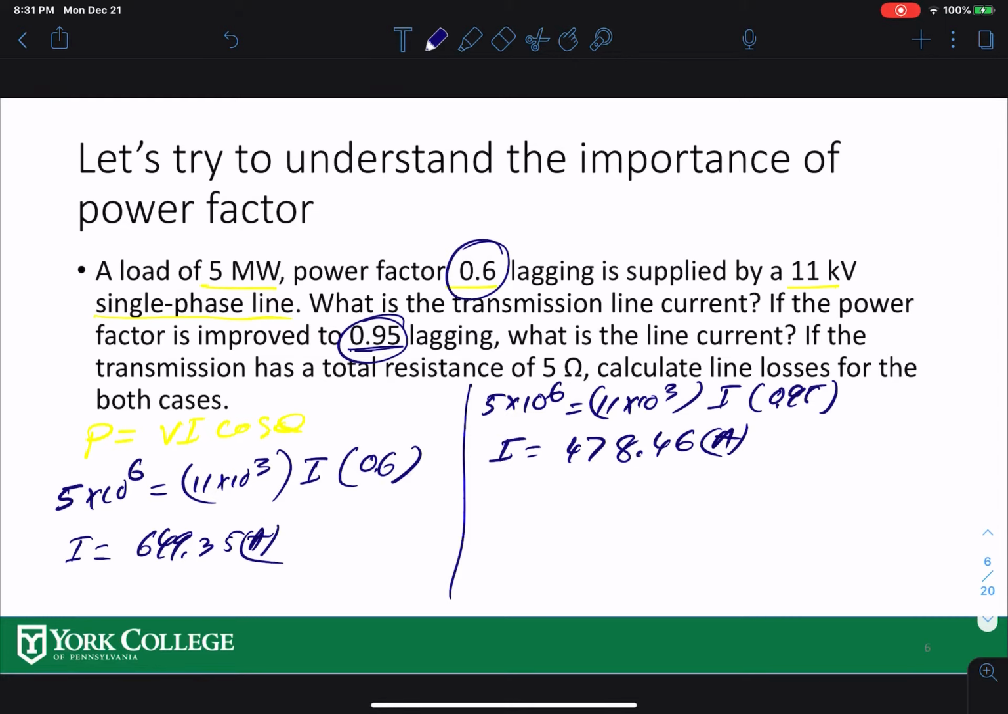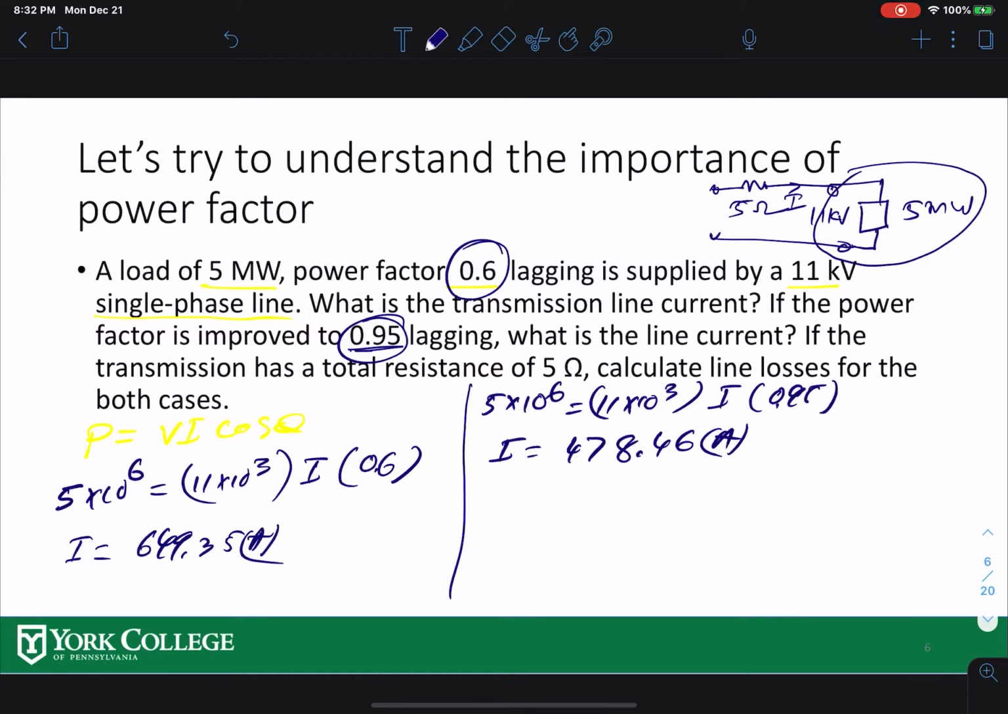So what does this mean? Let's say you have a load over here. I'm going to draw this. That's your 5 megawatt load, right? Then this is your transmission line coming out here, and this is your 11 kV across the load. So this is your 5 ohm transmission line supplying all those things. This is the current coming out here. You as a consumer are only paying for whatever you're consuming at the load point. You're not caring about what's happening at the line. So what is the line loss now in both cases?